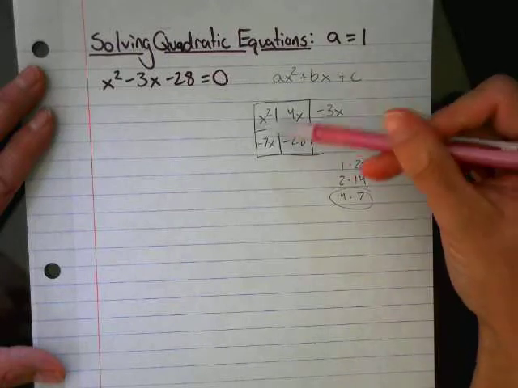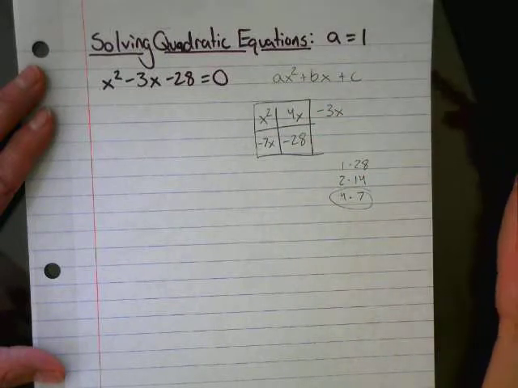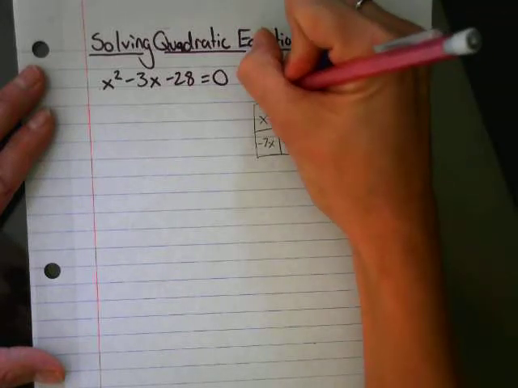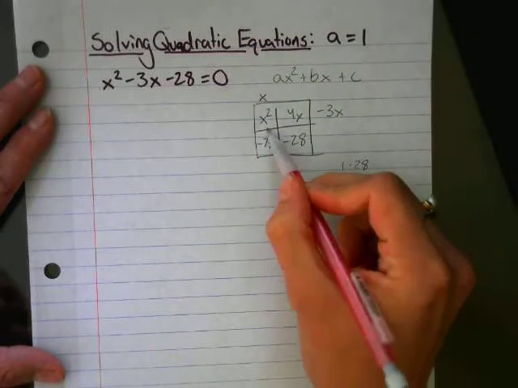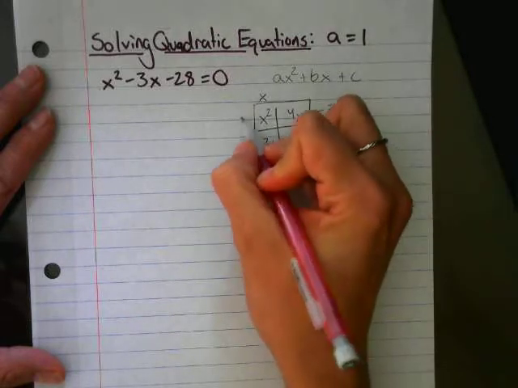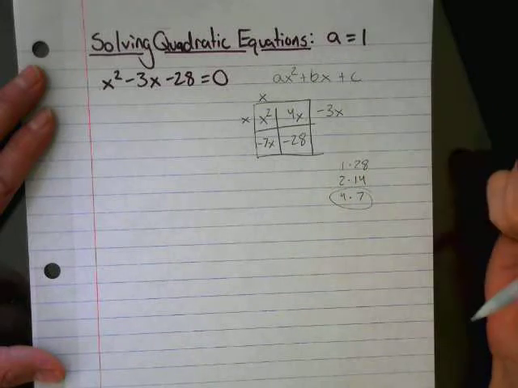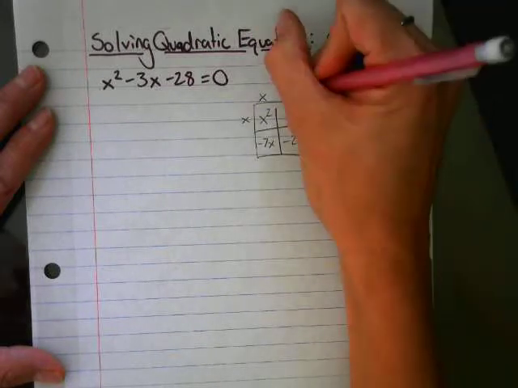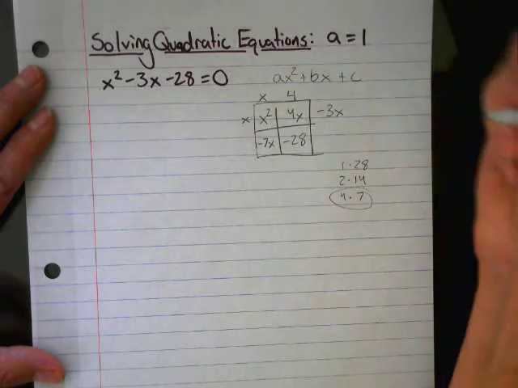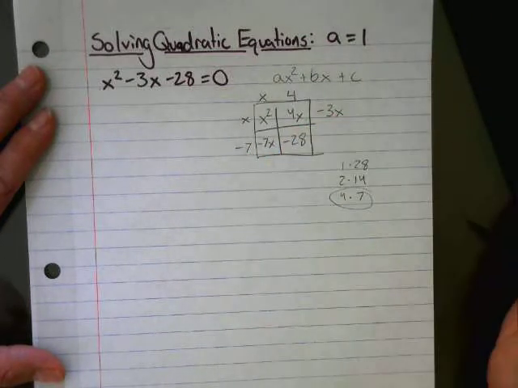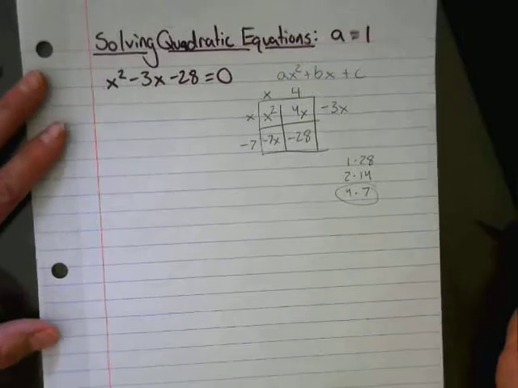Now we look to pull out common factors of each of our columns and rows. So if I look at x squared and negative 7x, the only thing they have in common is x. X squared and 4x, same thing. 4x and negative 28 have in common 4. Negative 7x and negative 28, negative 7. So my box method helped me to put this in factored form.